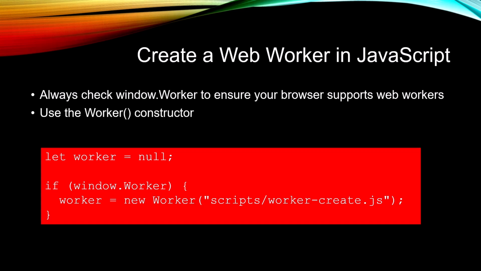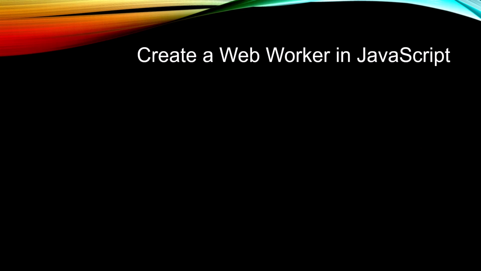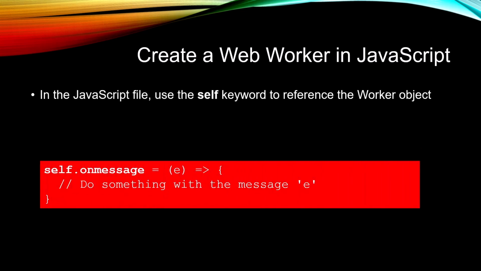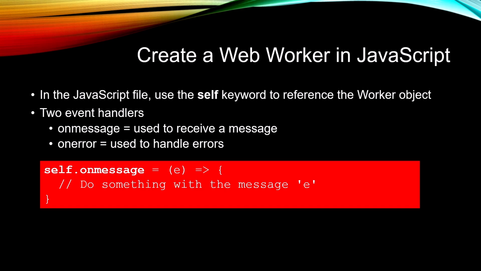So we use the Worker constructor to create a new worker object. You simply pass in the name of a JavaScript file that holds the code for the web worker. In that JavaScript file, we use the self keyword to reference the worker object. And there are two event handlers that we're going to be using. onmessage, which is used to receive a message, and onerror, which is what we use to handle errors. The e argument being passed into the onmessage event is a message event object. And we're going to see how we're going to interact with that message event object here.